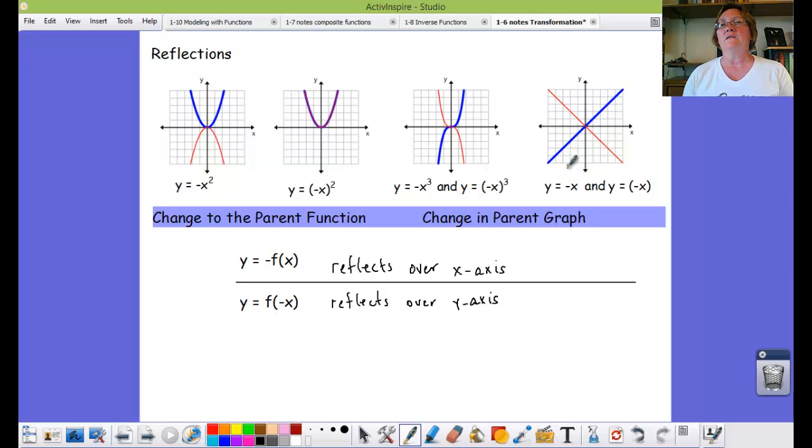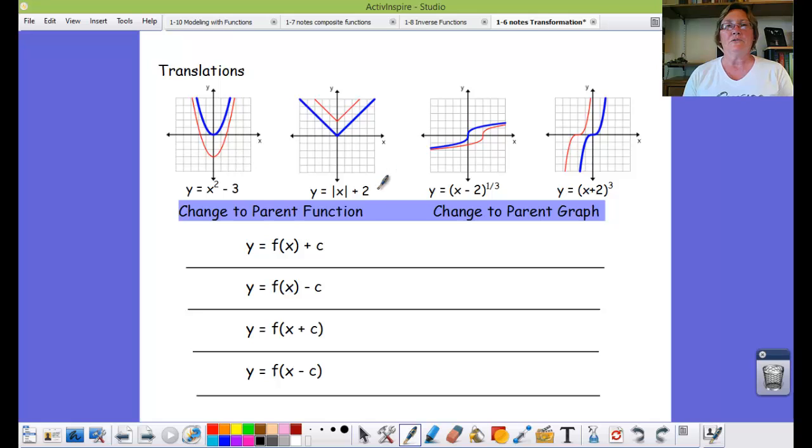Same thing is true here with the identity function. This is an odd function, so reflecting it over the x-axis produces exactly the same graph as if you reflect it over the y. I want to just point out to you again the difference between this: here the negative sign is inside, here it is outside. Very good.